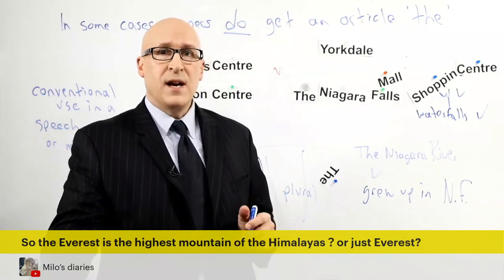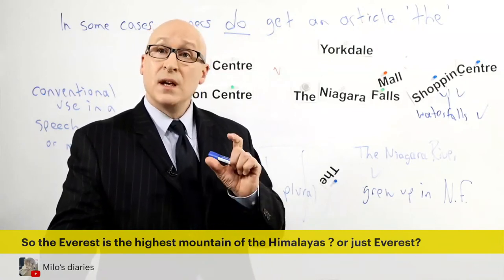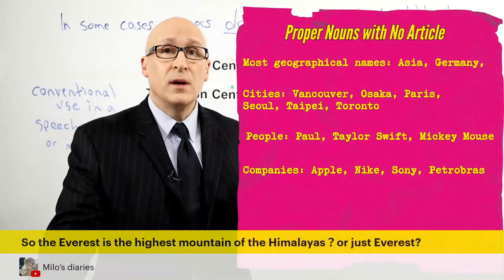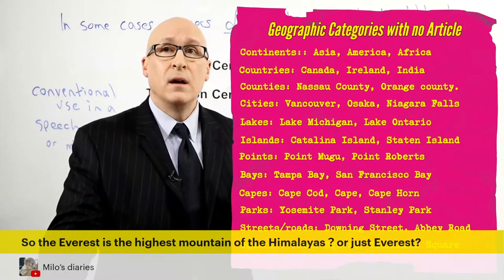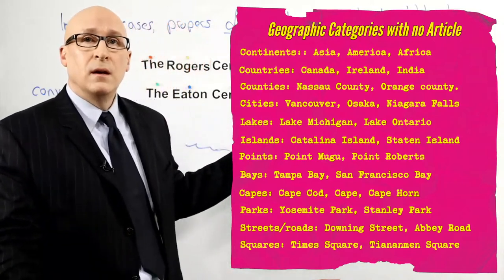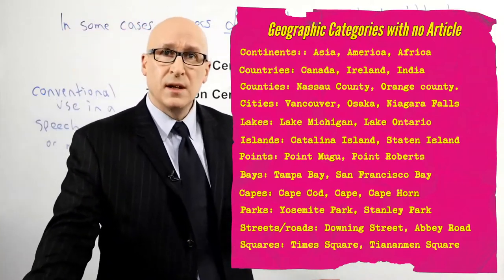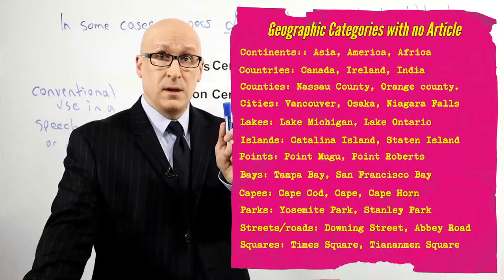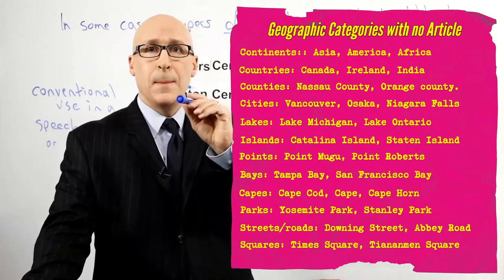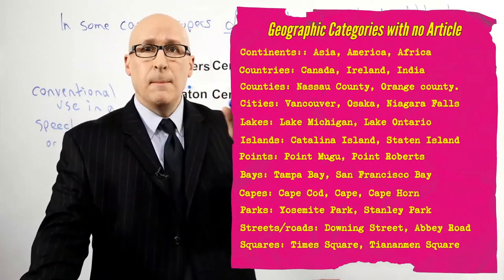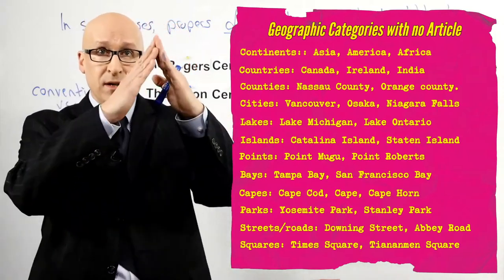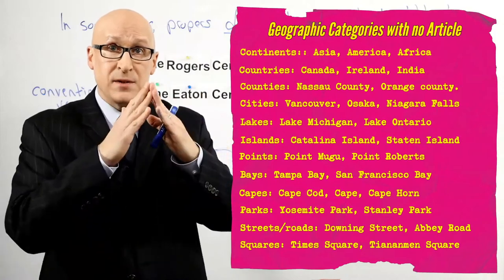So the Everest is the highest mountain of the Himalayas, or just Everest. It's called Mount Everest. So remember the categories of geography we have. Where are we? Oh, I guess it's not on the list. But a single mountain is just called Mount Everest, Mount Baker, Mount Washington, Mount Seymour. That's one mountain. Okay? Everest is one mountain.